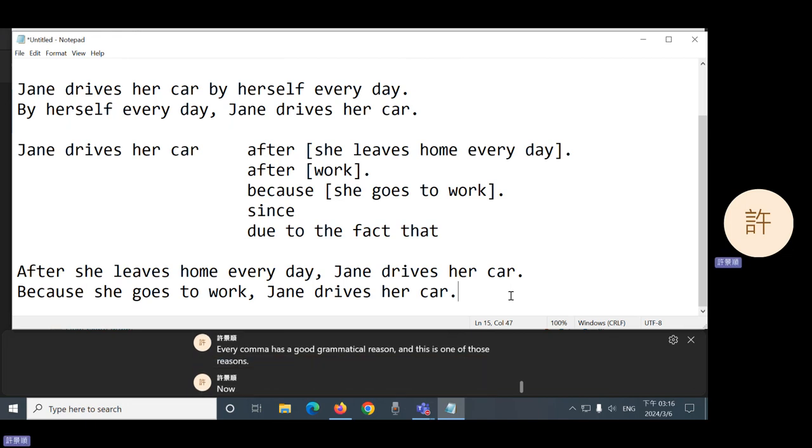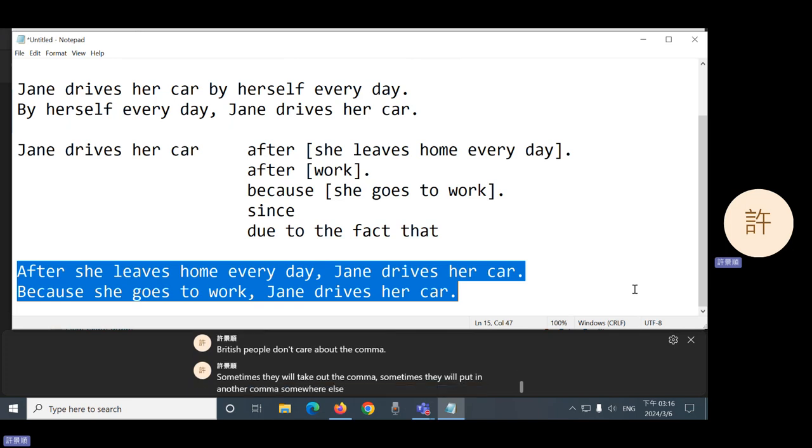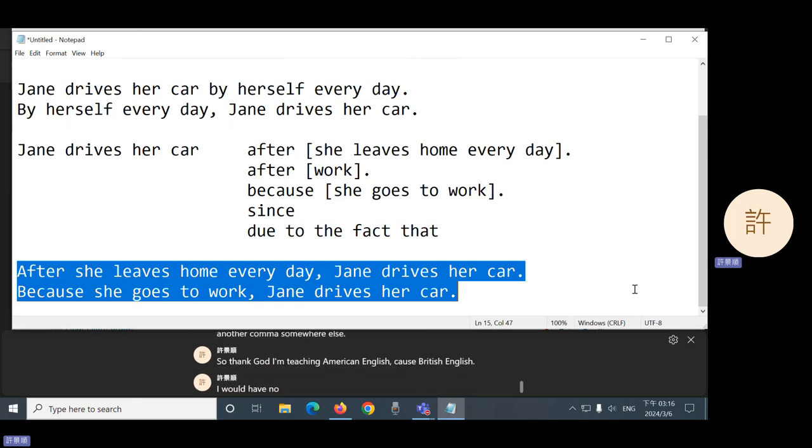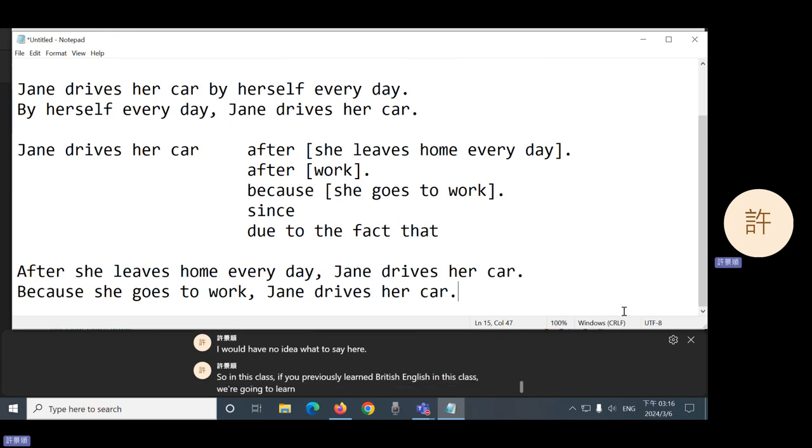Now, all of this, especially the comma, applies to American English. This part applies only to American English. British people don't care about the comma. Sometimes they will take out the comma. Sometimes they will put in another comma somewhere else. So thank God I'm teaching American English, because British English, I would have no idea what to say here. So in this class, if you previously learned British English, in this class, we're going to learn American English.